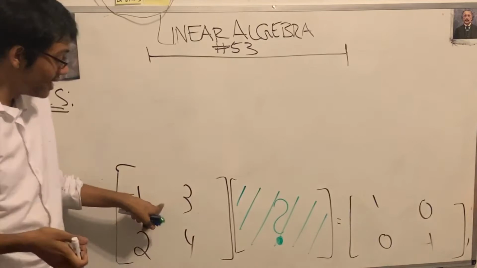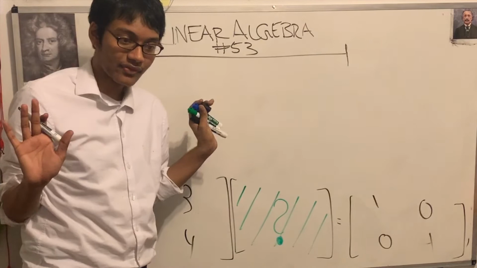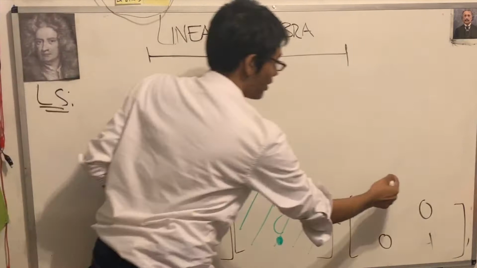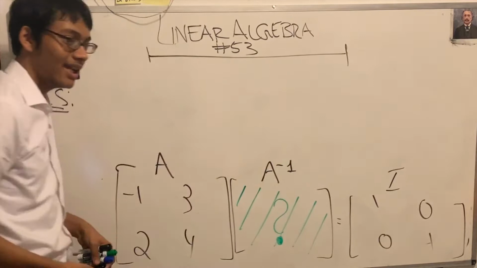So I'm just going to give you the formula. Or should I? Let's call this A, and let's call this I. And let's call this the inverse matrix, A negative 1, okay?